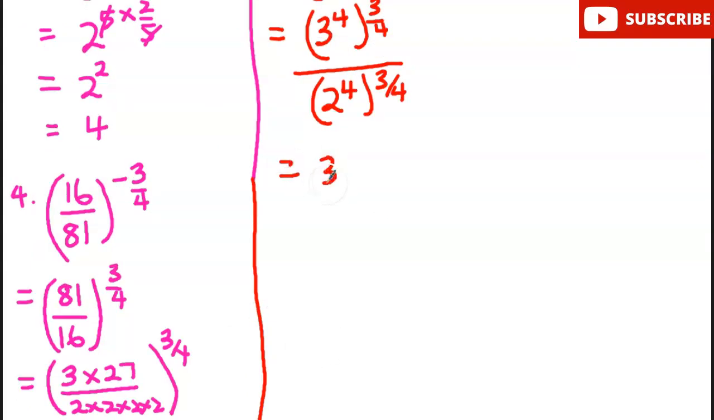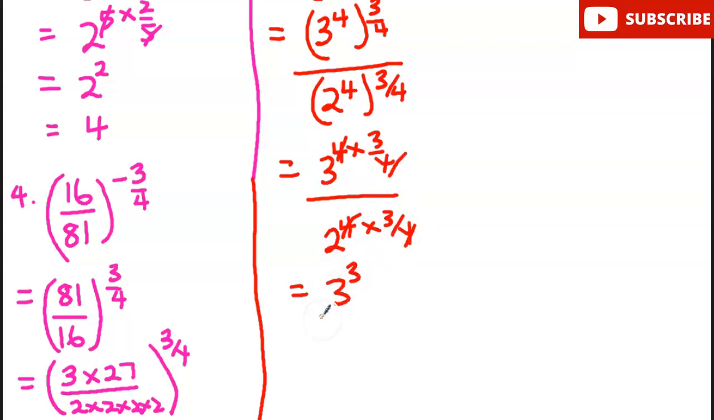And this is 3 to the power 4 times 3 over 4, over 2 to the power 4 times 3 on 4. So 4 will cancel 4. So you have 3 over 2, raised to the power 3. And 3 over 2 raised to the power 3 is 27 on 8. So 8 will go into 27 3 times, and then the answer is 3 and 3 on 8.